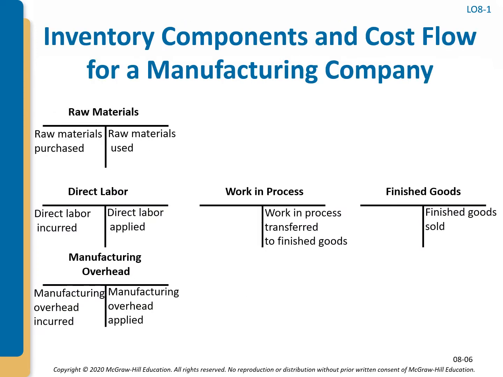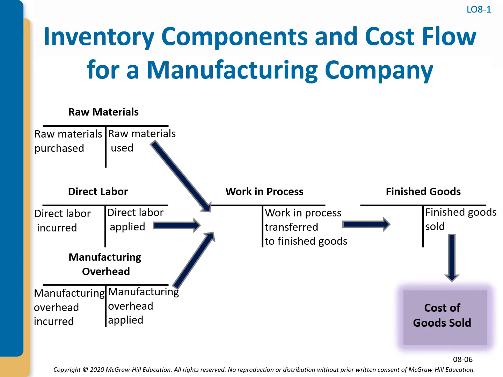To summarize the slightly more complicated process for a manufacturing company, inventory includes raw materials, direct labor, and manufacturing overhead. Those costs go into work in process, that is part of inventory, and then finally into finished goods. And once those finished goods are sold, then those costs are recorded as expense or cost of revenues in the cost of goods sold account.